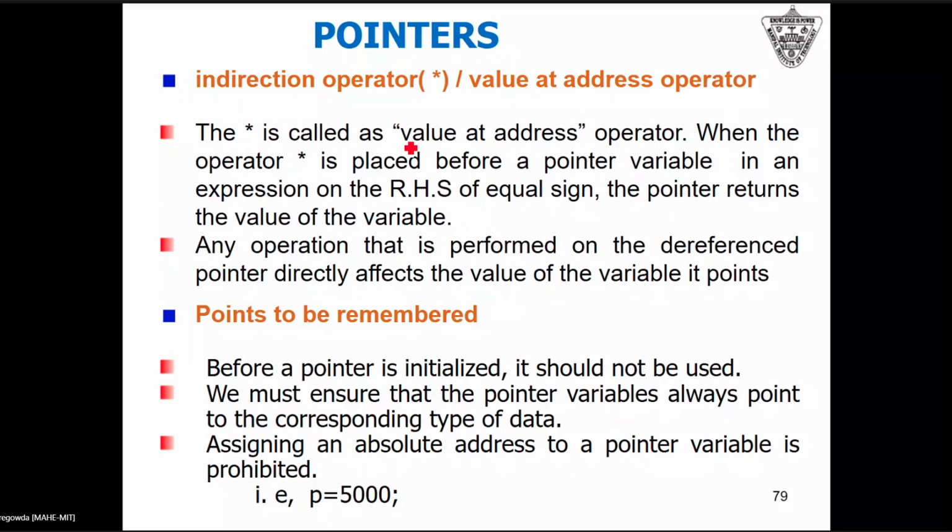So we are going to use this asterisk symbol. It is nothing but a value at address. The meaning of star is nothing but the value at address operator. So when the operator star is placed before the pointer variable in an expression on the RHS of the equal sign, the pointer returns the value of the variable. We'll see later how that can be done.